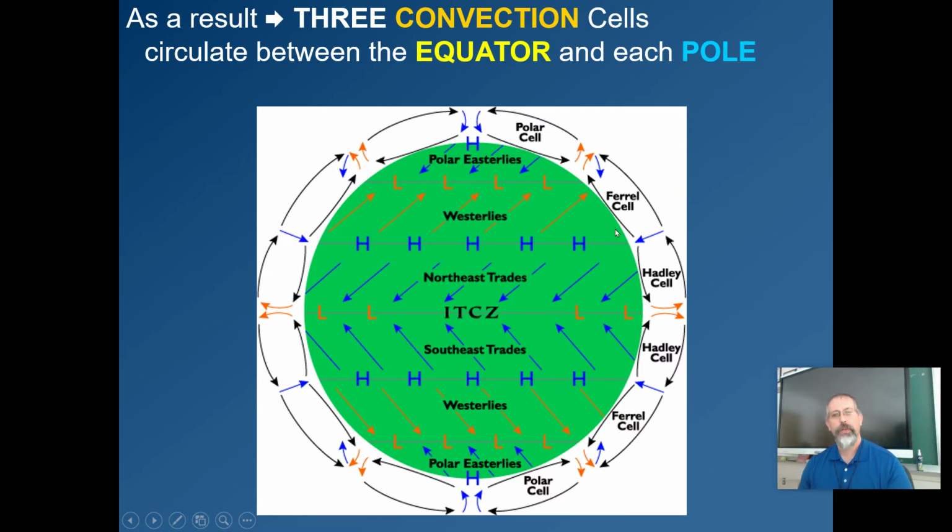From 30 north to about 60 north, you have a circulation pattern going on there, another convection cell. And then way up at the poles, you have the cold air sinking, flowing back to the south, where it eventually rises up at about 60 north. So you have these convection cells, and it's the same in the southern hemisphere also. We just tend to focus on the northern hemisphere because that's where we live.